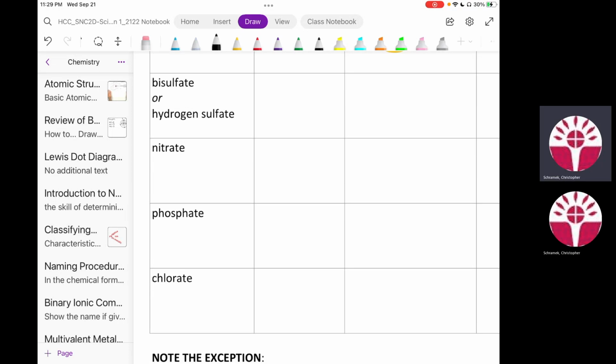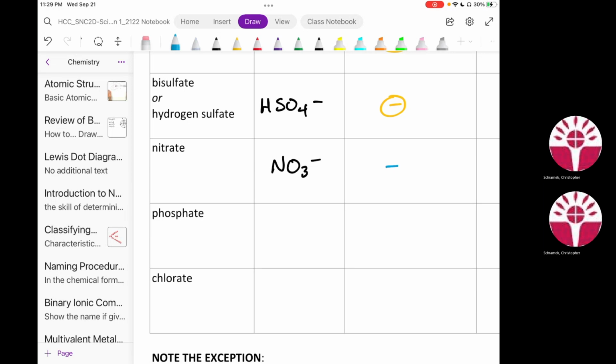Bisulfate, similar nomenclature, or hydrogen sulfate, HSO4, negative. And again, with that sulfur as the central atom, we're going to honor it with a little bit of yellow there. And our little buddy nitrate, nitrate coming from nitric acid, which is quite corrosive. You don't want to touch that either. And it's got a charge of -1, so a minus with a circle. That's fine.